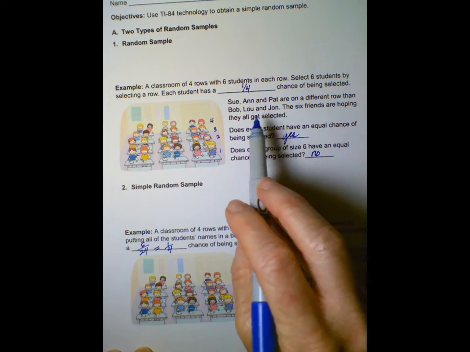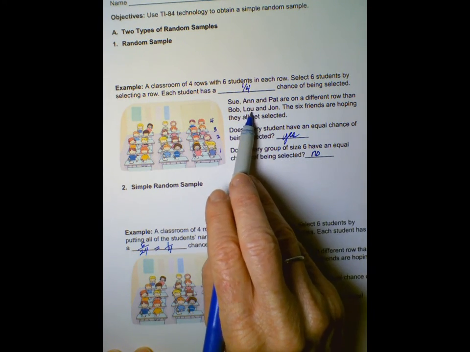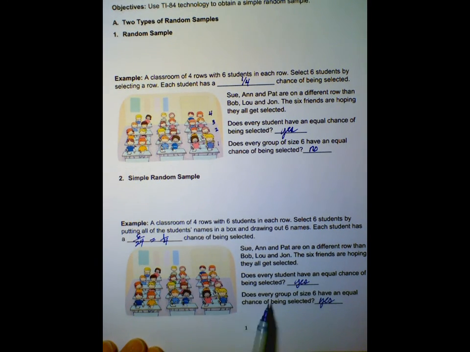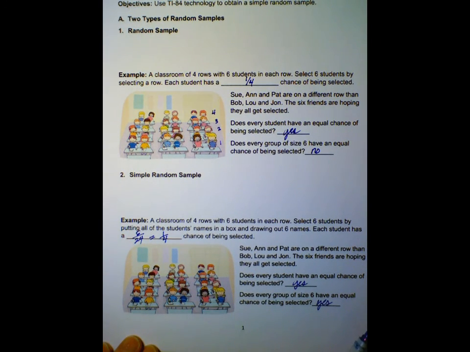So in this one, the probability of getting Sue, Ann, Pat, Bob, Lou, and John is 0 because they're not on the same row. But here we could compute the probability of that group. We'll continue in the next video.